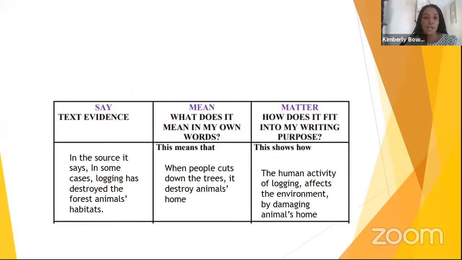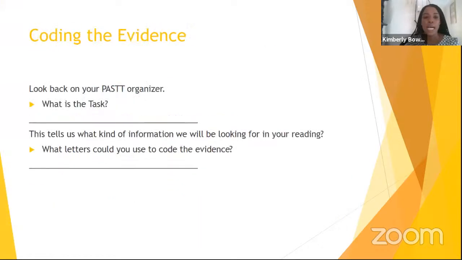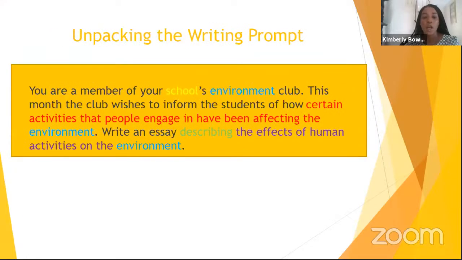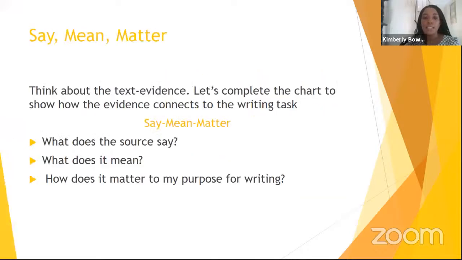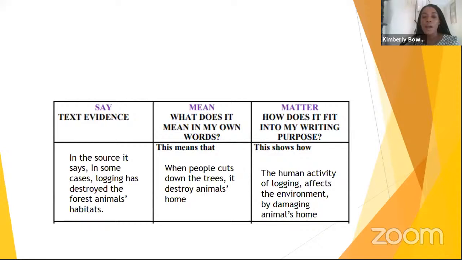Now, in my own words, what does it mean that in some cases logging has destroyed the forest animals' habitat? I can say this means that when people cut down the trees, it destroys animals' home. And how does it matter to my purpose of writing? Let's go back to the prompt. The purpose was that we're trying to show how these activities that people engage in have been affecting the environment. So looking back at our table, how does this matter to our writing? We can say, this shows how the human activity of logging affects the environment by damaging animals' home.